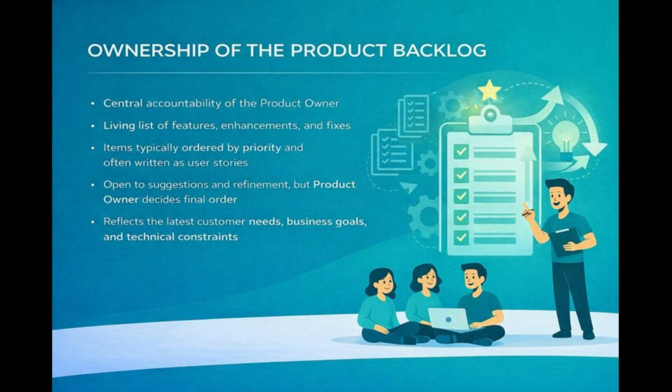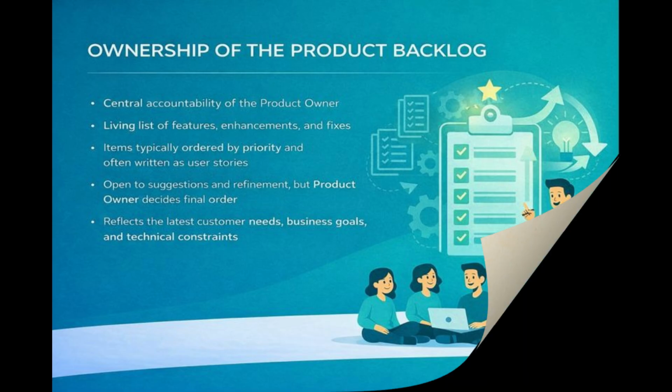Ownership of the product backlog. One of the product owner's primary accountabilities is maintaining the product backlog. The backlog is a living list of features, enhancements, fixes, and improvements that represent future work on the product. These items are typically ordered by importance and often expressed as user stories. While many people may contribute ideas or help refine backlog items, the product owner remains responsible for prioritization and clarity. The backlog should always reflect the most current understanding of customer needs, business goals, and technical constraints.